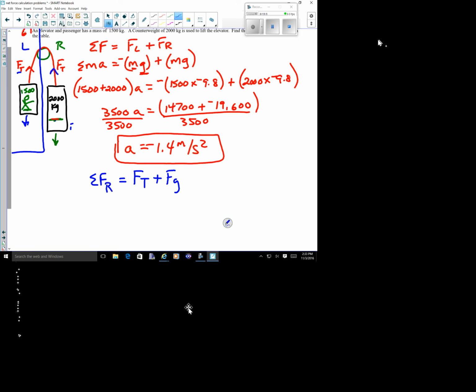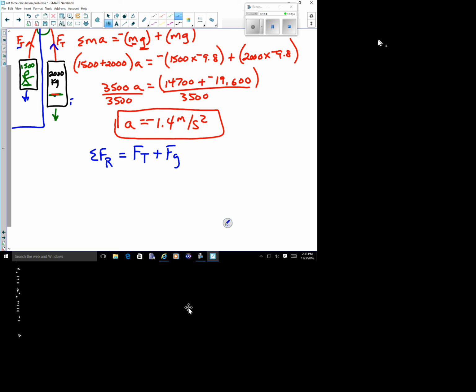And so what I'm going to do here is, I don't know what the total force is, so I'm going to substitute that in for mass times acceleration. The force of tension is what I'm trying to find. And the force of gravity, once again, is mass times gravity. So let's just plug in some numbers here. Well, on the right-hand side, the mass is 2,000. The acceleration, we got right there. Well, the acceleration is going down, so I'm going to put in a negative 1.4 meters per second squared.